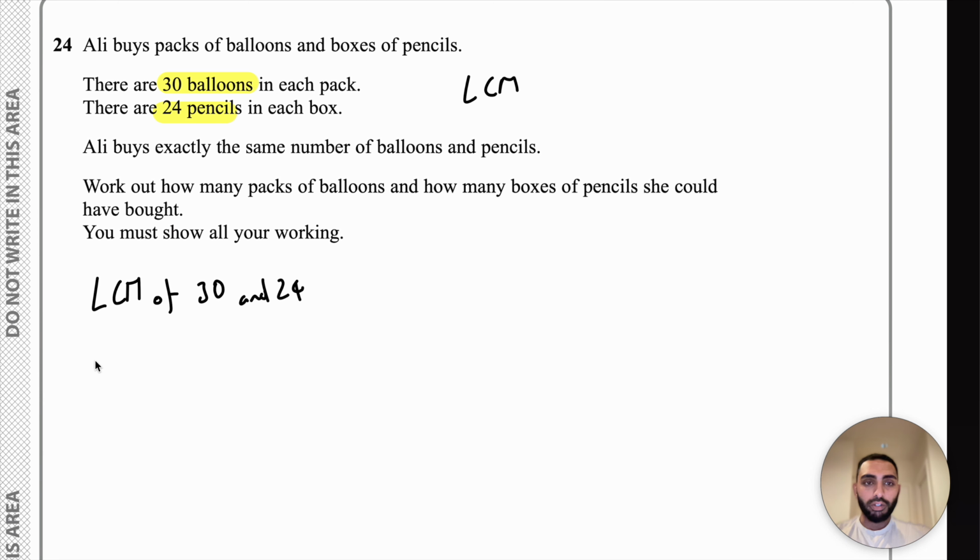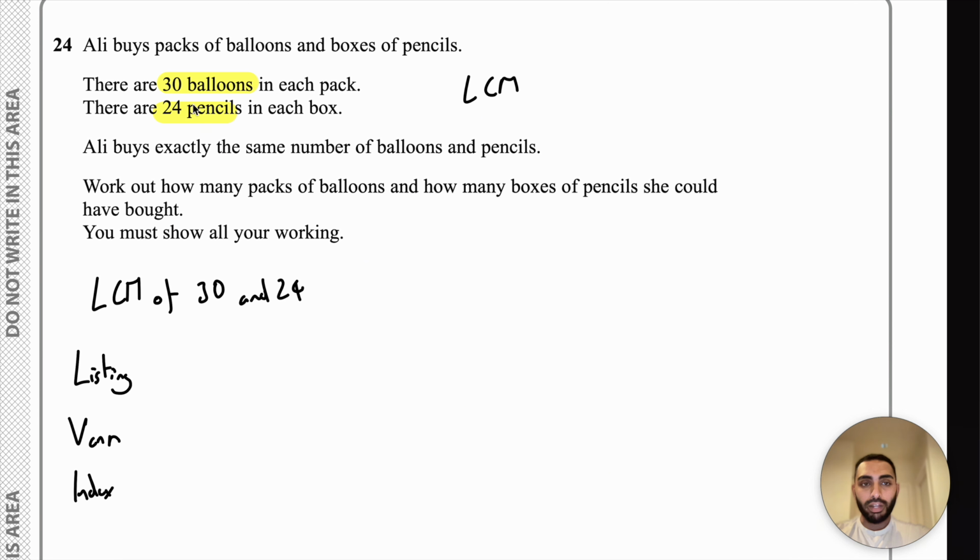There's 3 methods you can use to find the lowest common multiple. There's listing, which is very simple. You just write out the multiples of 30 and 24. There's the Venn diagram method, and there's also the index method. So normally I would try the listing method first, and if I'm not finding it straight away, I'd probably move on to this index method.